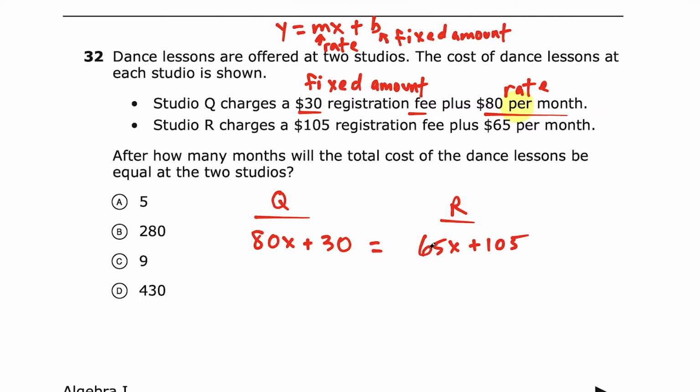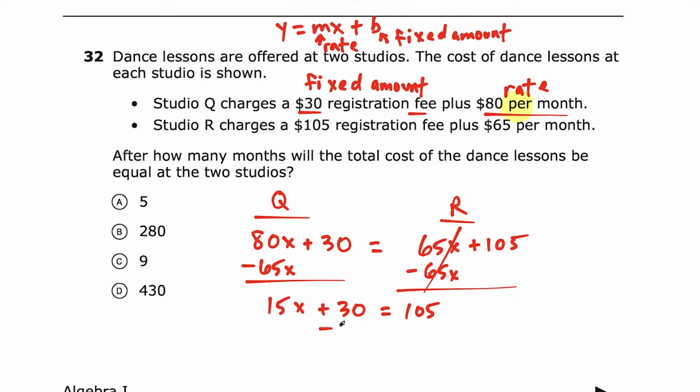So now from this step, we'll just solve this equation for x. So I'm going to do minus 65x on both sides to get all the x's on one side. Okay, so we could do this first. And now 80 minus 65 is 15. So I have 15x plus 30 is equal to 105.